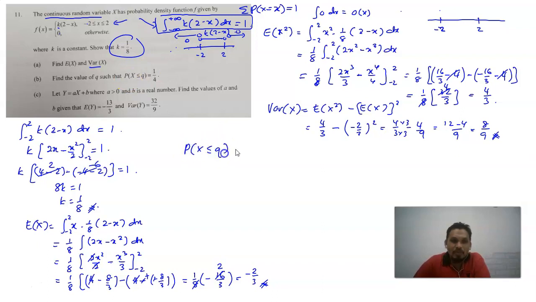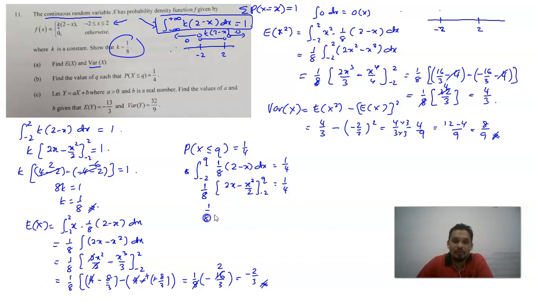So then for this one here now, P of x less than or equal to q equal to 1 over 4, meaning it is the integral from negative 2 until q. The function k just now is 1 over 8, 2 minus x dx equal to 1 over 4. Now this is not 9, it's a q here. So then 1 over 8, integral of 2 minus x with respect to x, and we get 2x minus x squared over 2 from negative 2 until q equal to 1 over 4.